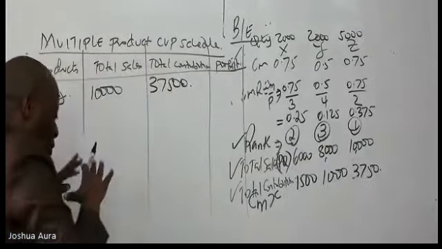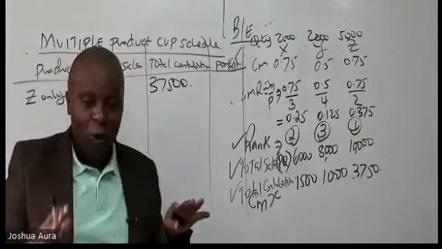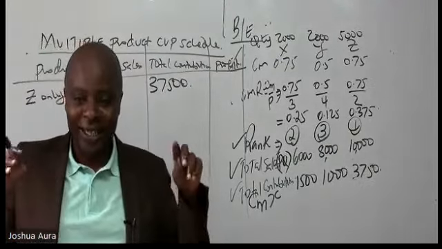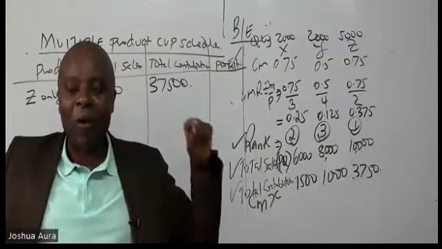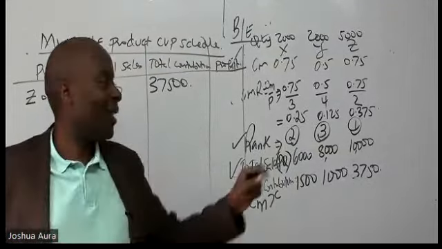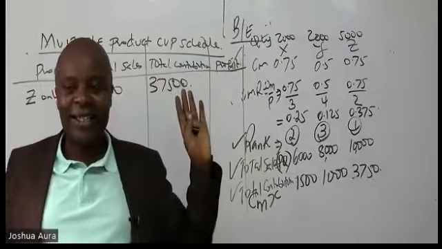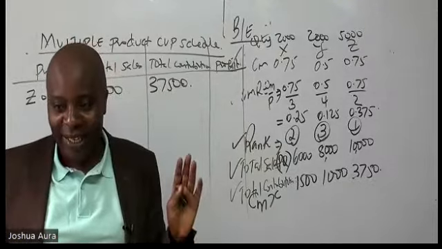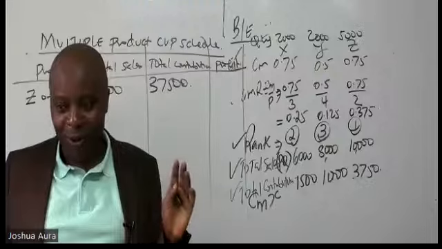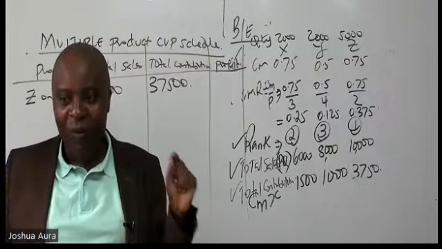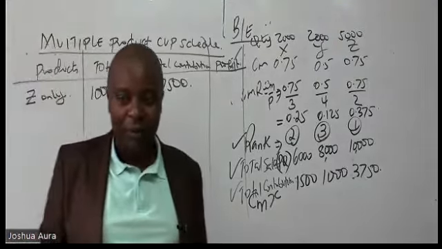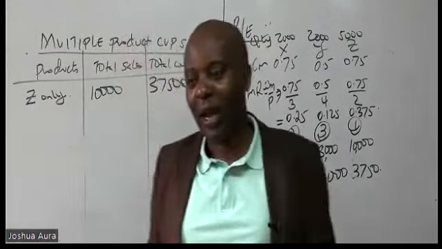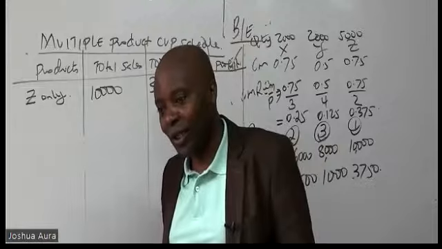Now, if you're going to produce just Z only, who can talk to me this afternoon regarding the profit that I'm going to generate given these metrics here? If you're producing Z only, how much profit shall we post as an organization?